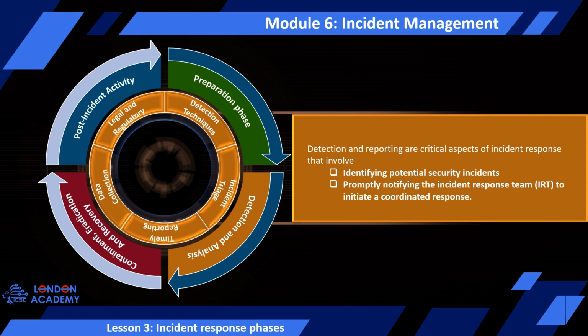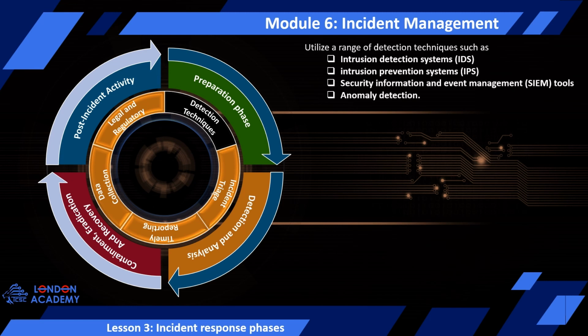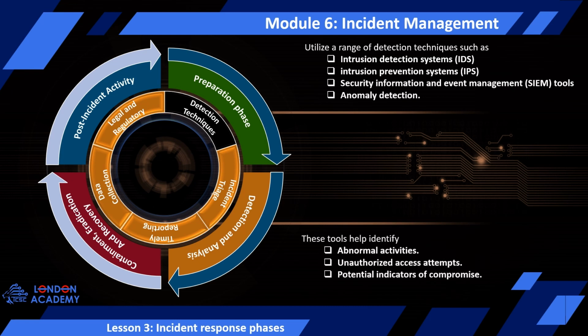Phase 2. Detection and reporting. Detection and reporting are critical aspects of incident response that involve identifying potential security incidents and promptly notifying the incident response team (IRT) to initiate a coordinated response. How to do so? Let's start with detection techniques. Utilize a range of detection techniques such as intrusion detection systems (IDS), intrusion prevention systems (IPS), security information and event management (SIEM) tools, and anomaly detection. These tools help identify abnormal activities, unauthorized access attempts, and potential indicators of compromise.